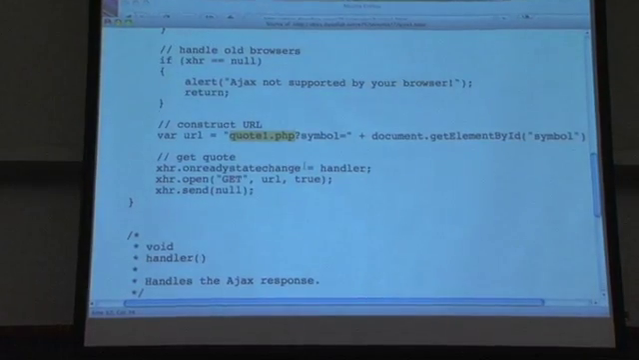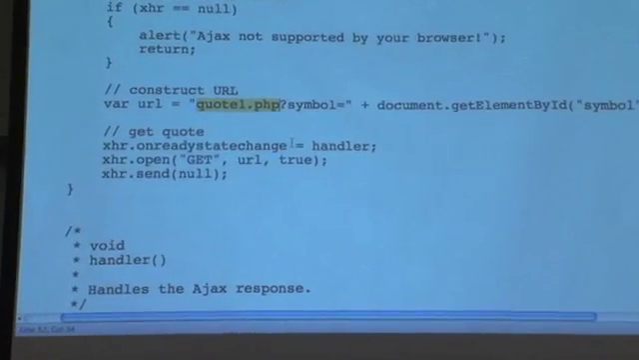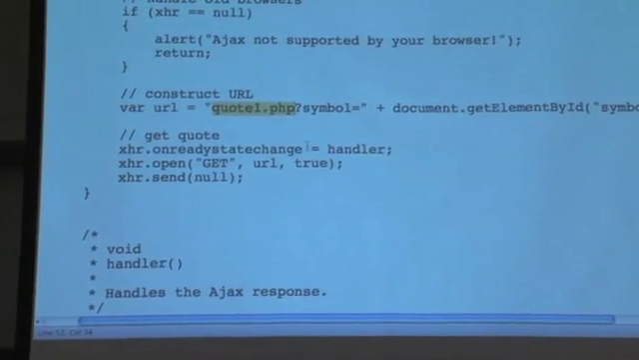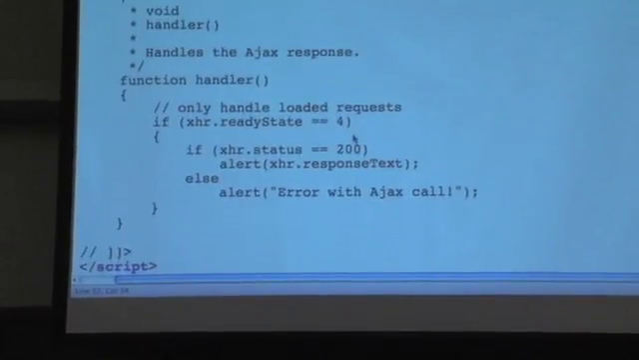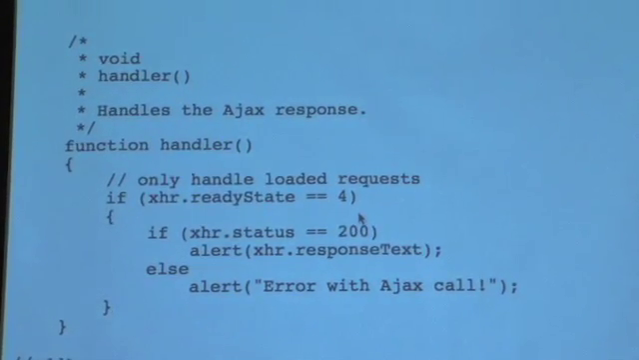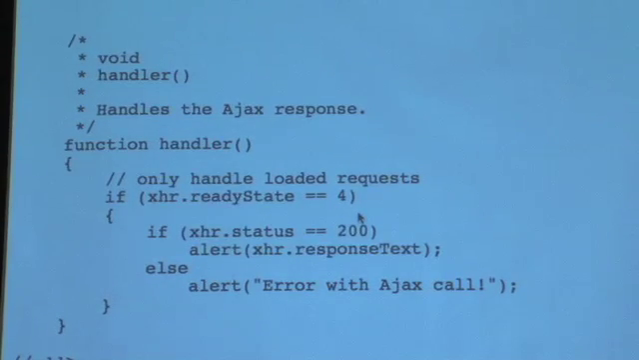Now, I'm not going to show you quote1.php quite yet, but I want to show you handler. And handler is something that runs whenever, like I mentioned before, the state has changed. There has to be something that's run. And in this case, we're only handling one state. Whenever the XML HTTP request object has met a state of 4, that means that it's completely loaded the request.